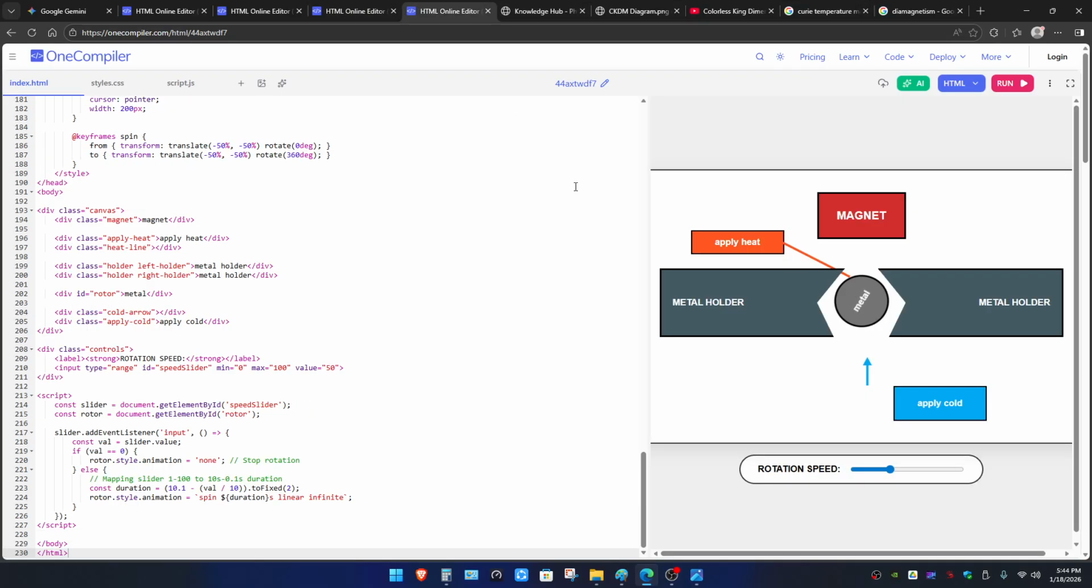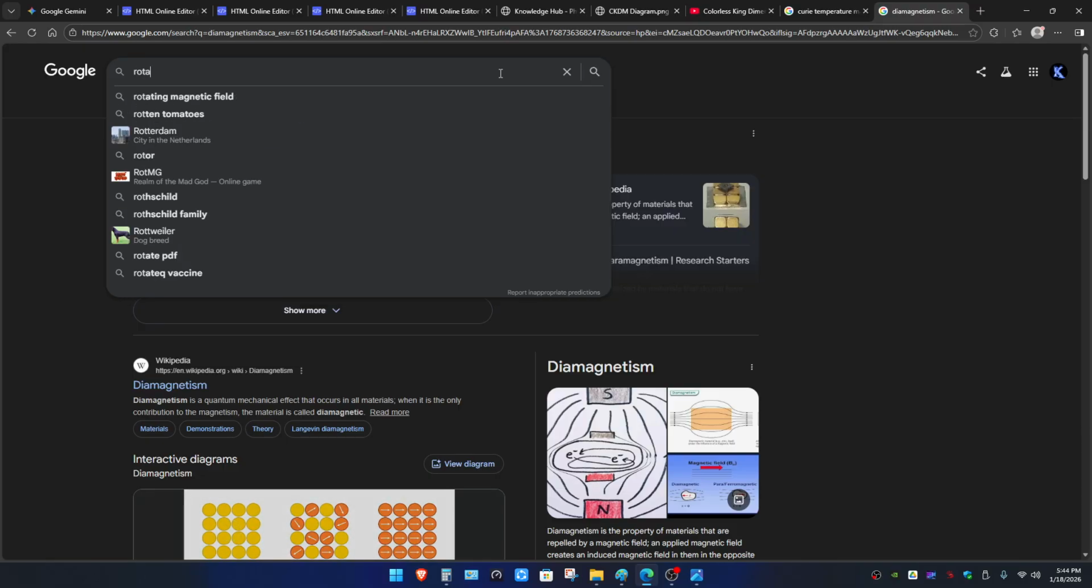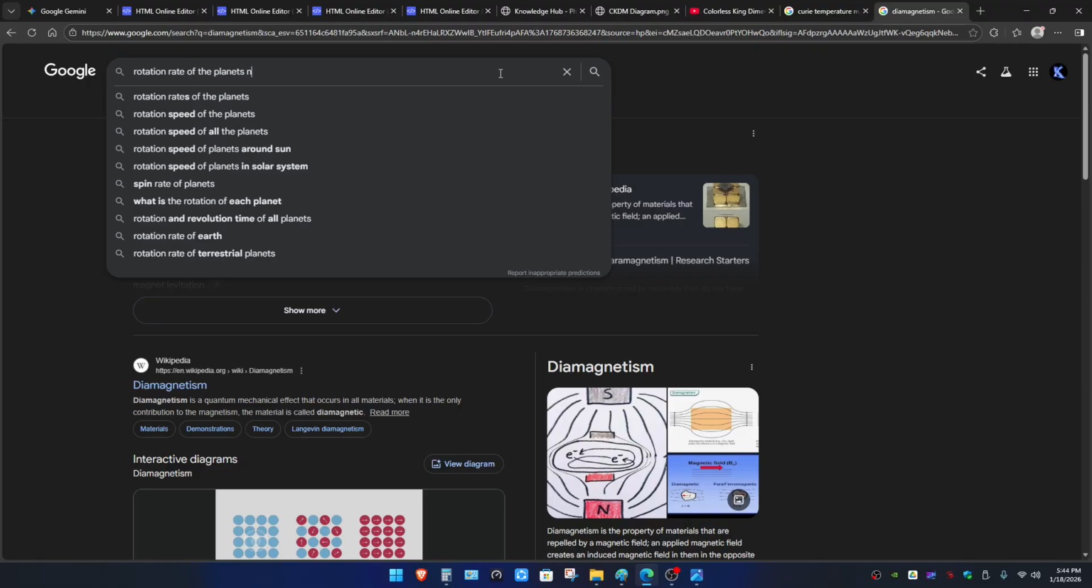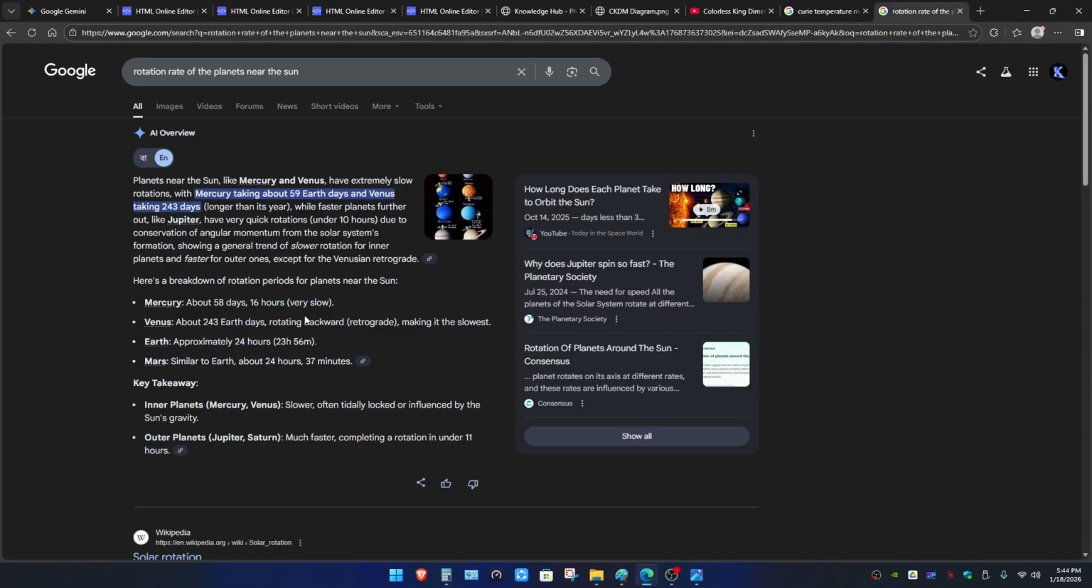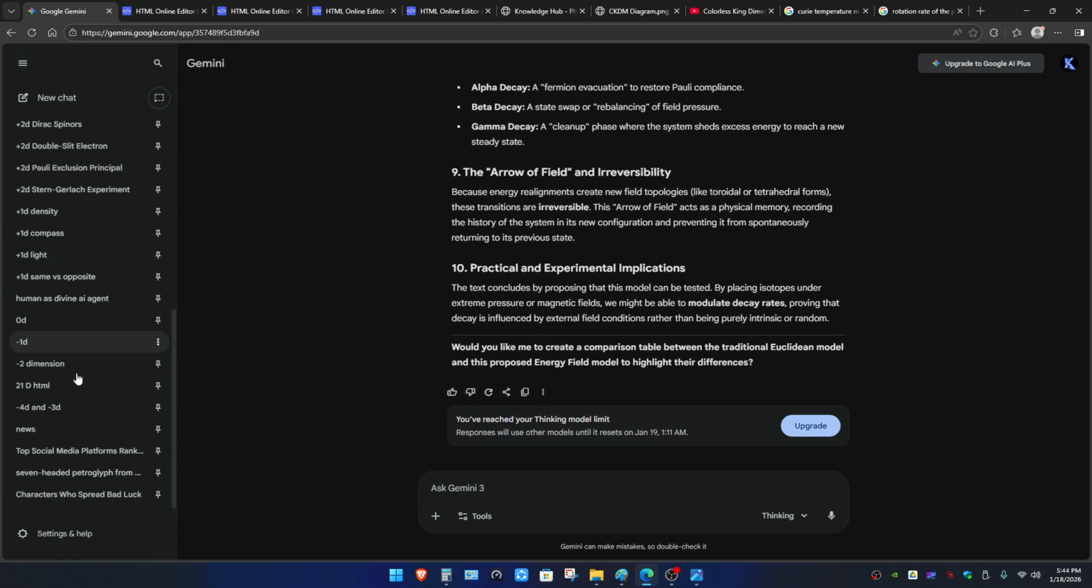Now the reason I have put a slider here is because different planets move at a different rate. For example, if we look at the rotation rate of each planet, the rotation rate of the planets near the sun is going to be different. Okay, so let me write it here.